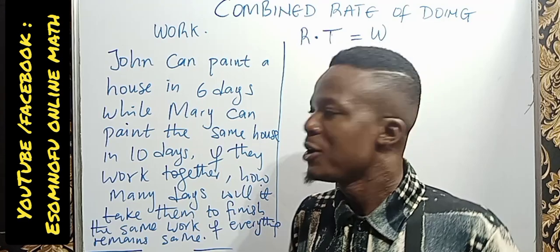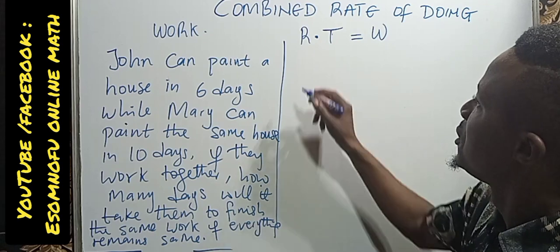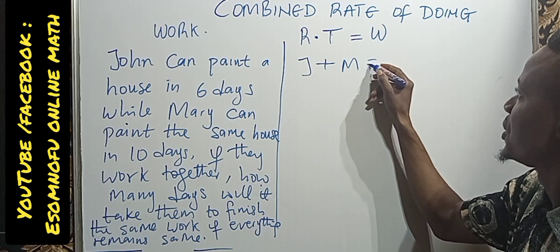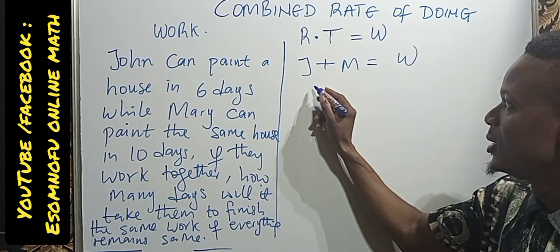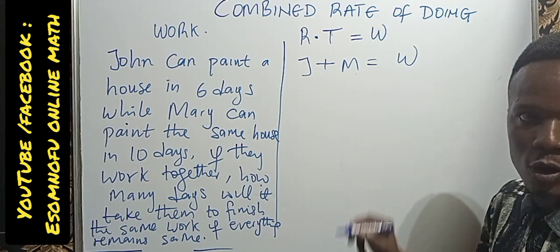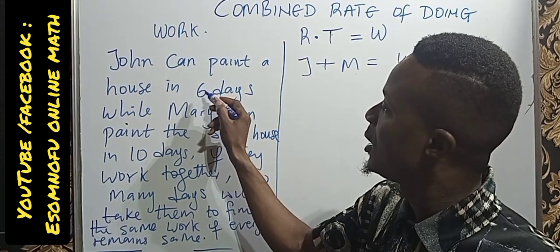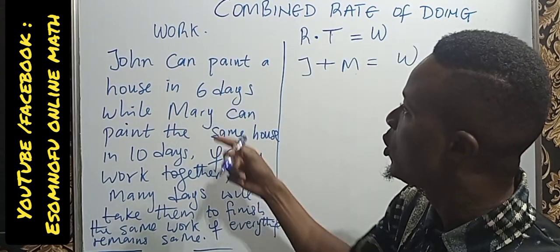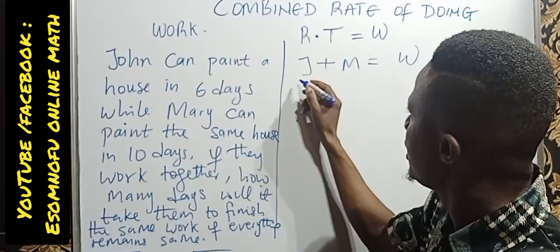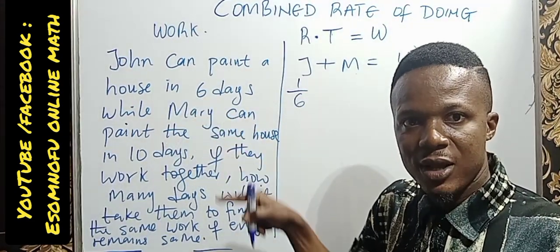Now, because two persons are combining to perform this work, it means that the work done by John plus the work done by Mary is equivalent to the total work done. What is the work done by John? John did his one work in 6 days. Therefore, the rate at which John does work is 1/6, because he finishes the work in 6 days. His rate will be 1/6.